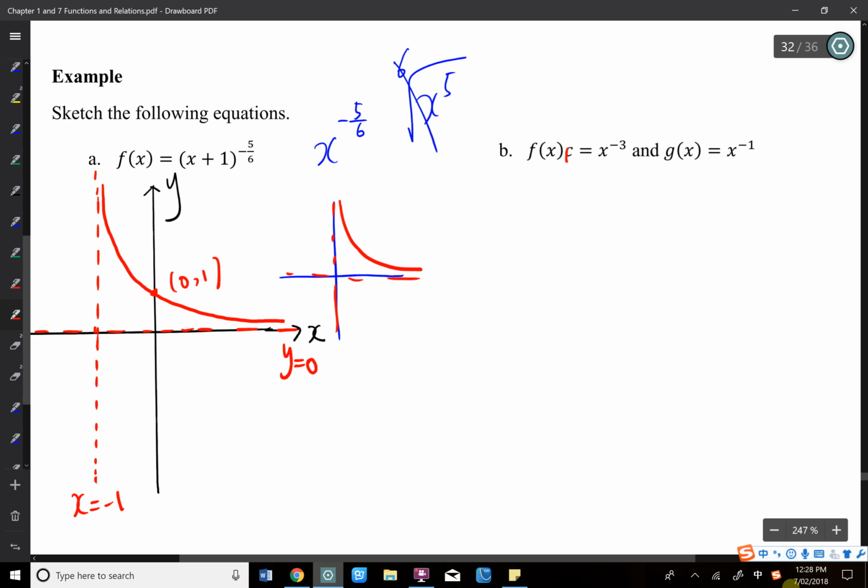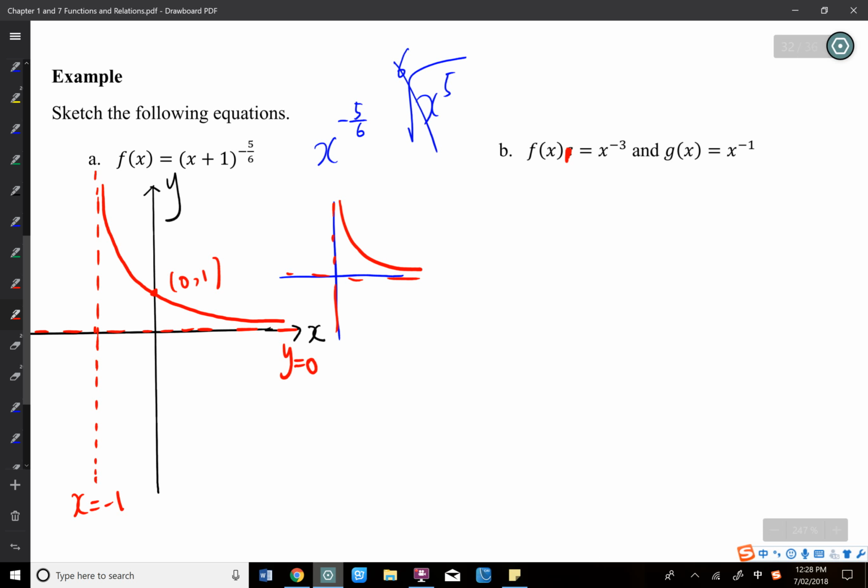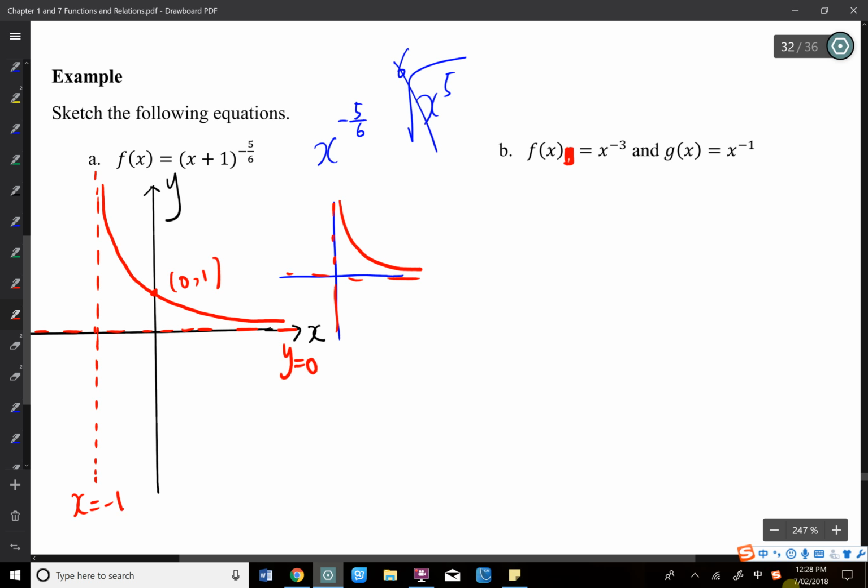Wait, there shouldn't be a C here. Do you have C on your booklet? Yeah, just get rid of the C. There's no C here.